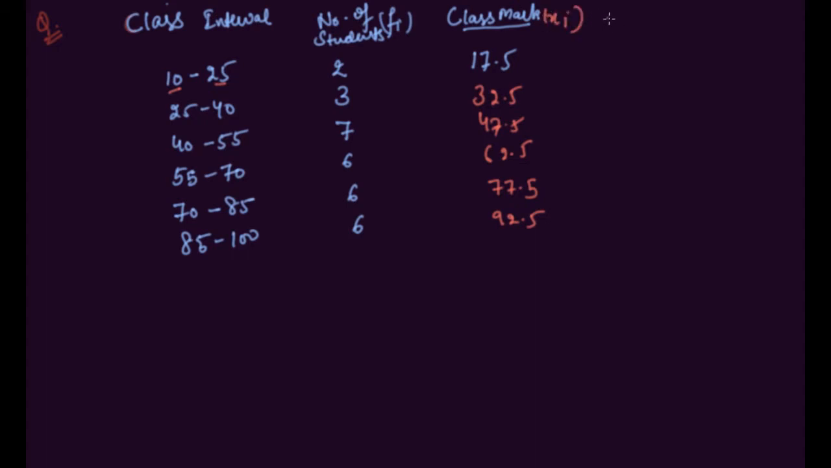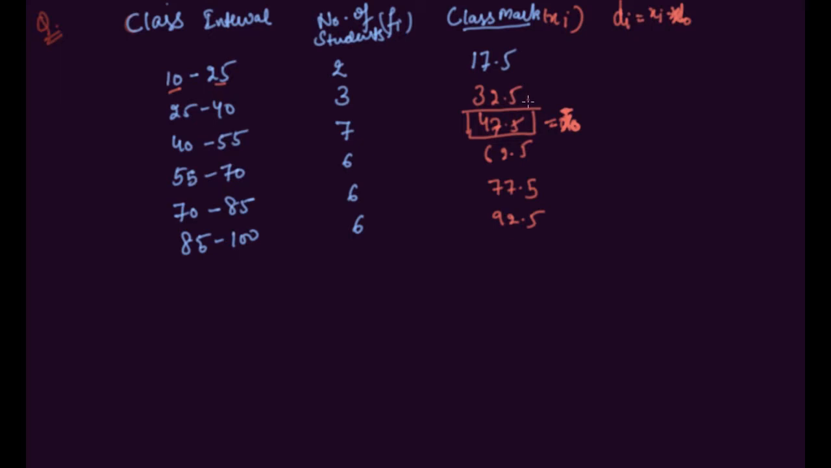Now to use the deviation formula, I'll assume one particular value as the mean. Let's say I suppose this as the mean. So I'll write the deviation from this mean, xi minus x naught, where x naught is basically the assumed mean.